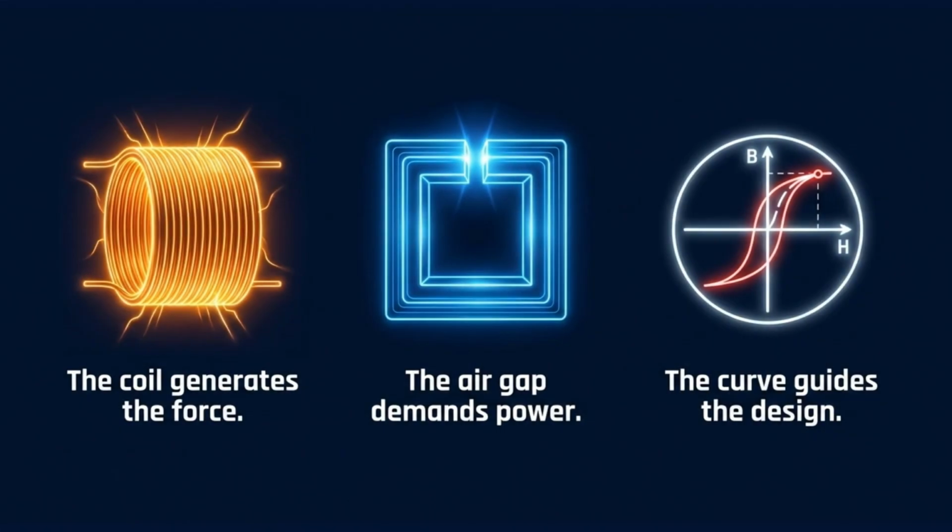In summary, the coil generates the magnetomotive force, the air gap demands power due to its high reluctance, and the BH curve guides the design to avoid saturation.